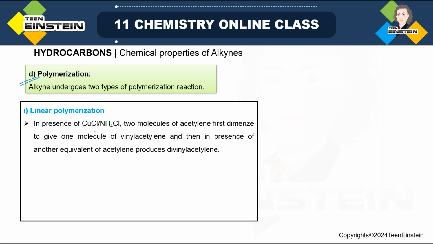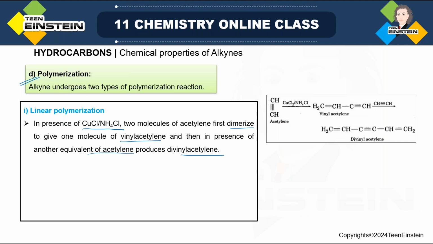So what reagent are we using? We are using CuCl and NH4Cl. In the presence of this reagent, 2 molecules of acetylene first dimerize. That means 2 acetylenes are connected, and you will get 1 molecule of vinyl acetylene. And if you treat it with another equivalent of acetylene, that is a total of 3, in total there will be divinyl acetylene.